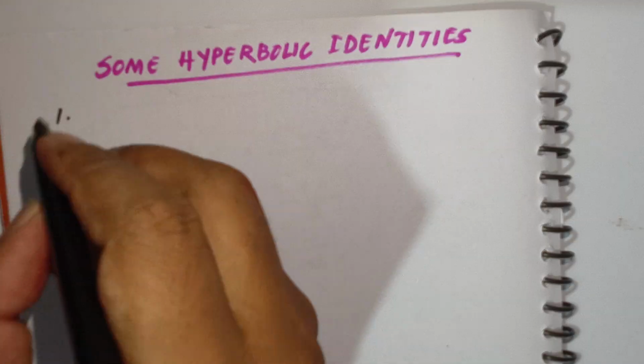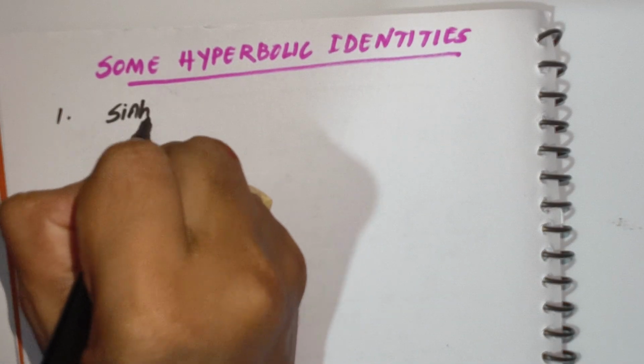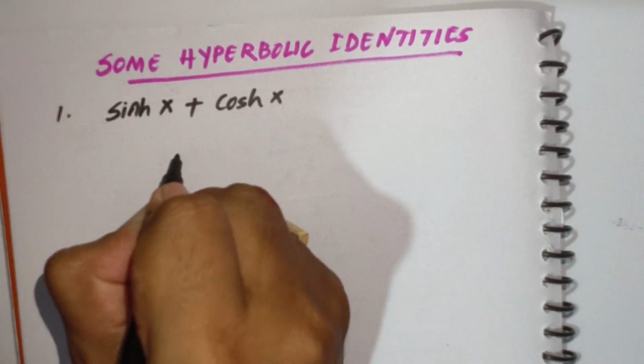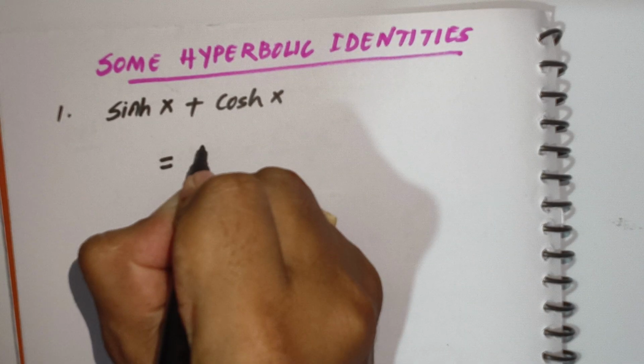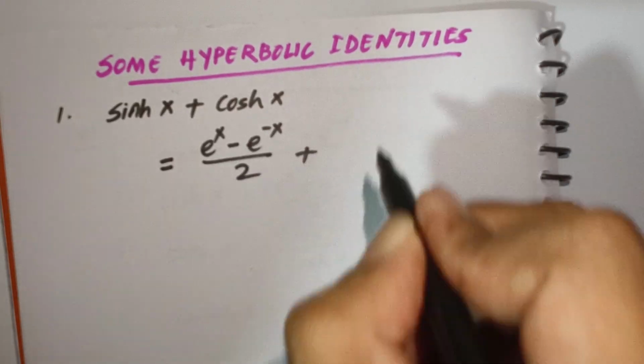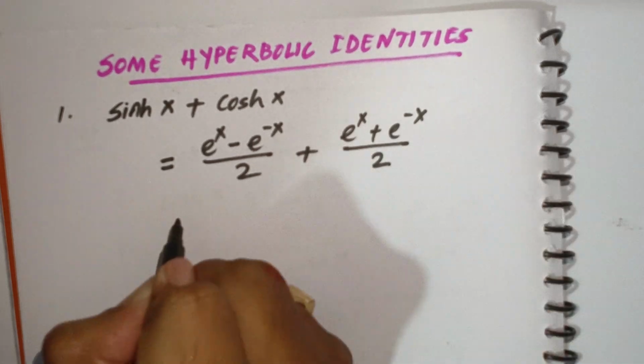Next, we shall see some hyperbolic identities. Now we will see how hyperbolic functions are related to each other. First, see what is the sum of hyperbolic sine plus hyperbolic cosine. Our hyperbolic sine is e to the power x minus e to the power minus x over 2, and hyperbolic cosine is e to the power x plus e to the power minus x over 2.